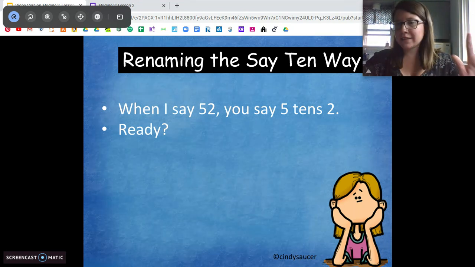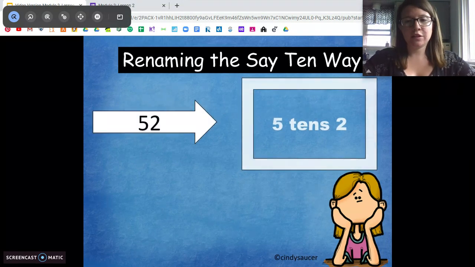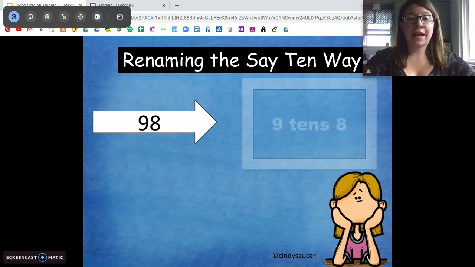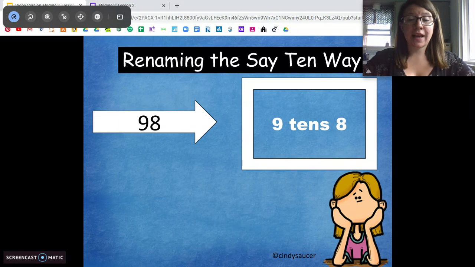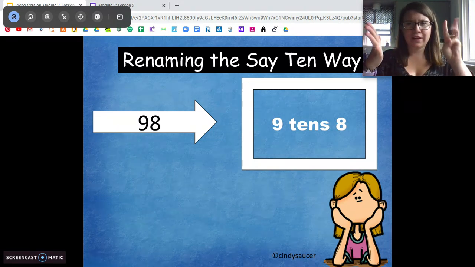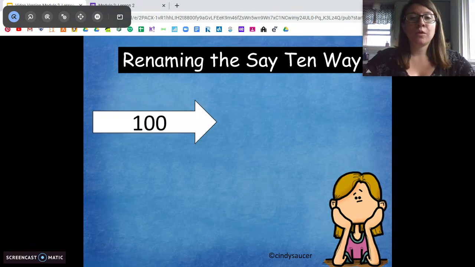Ready? You don't need to write anything down. Just say it out loud. Here we go. 52 is 5 tens 2. 98. Now there's 9 tens, 8. 9 tens and 8: 10, 20, 30, 40, 50, 60, 70, 80, 90, plus 8 extra ones. 9 tens, 8.